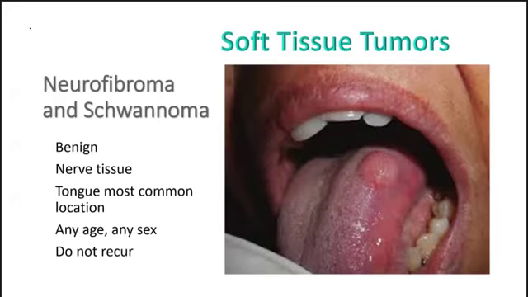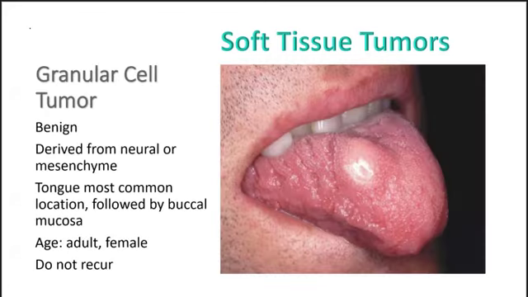A neurofibroma or a schwannoma, these are going to be tumors of the nervous tissue. You do need to know that the most common location for these intraorally will be on the tongue, as pictured here. So these can occur at any age, any sex, but once they are removed, they do not tend to recur.